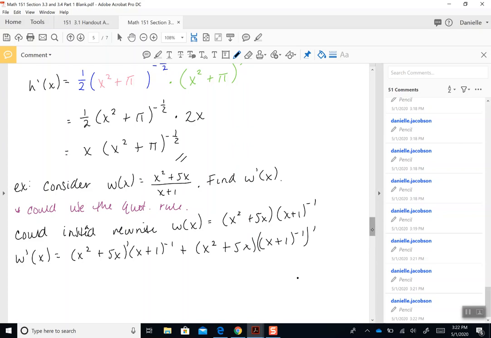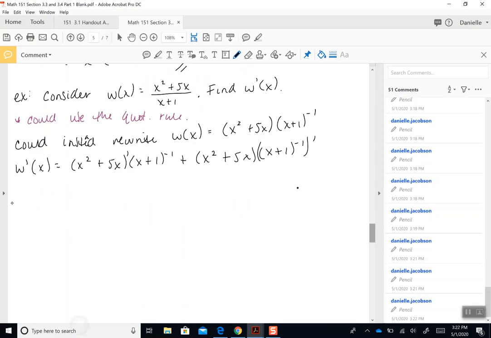All right, let's go through and actually take our derivatives. So we have w prime of x is equal to, the derivative of the first one is nice, should look pretty familiar. We just have 2x plus 5. Okay, then we'll rewrite the x plus 1 to the negative 1, plus rewrite the x squared plus 5x. All right, now we need to take care of the derivative of x plus 1 to the negative 1.